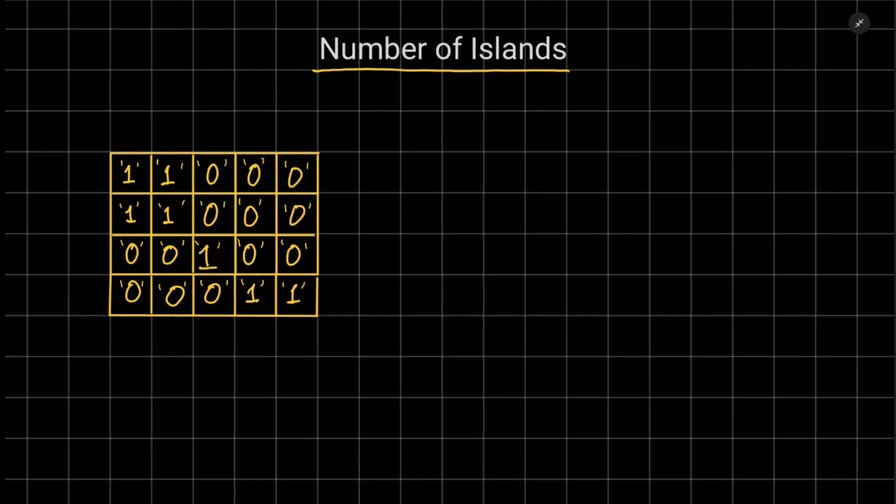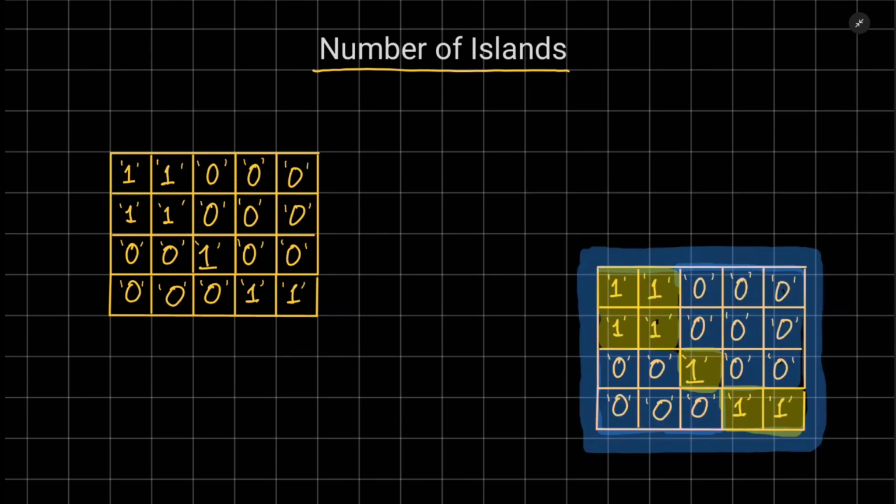The adjacent ones contribute to the same land. The adjacency is defined either horizontally or vertically. So let me quickly show you the matrix. How does it look? You can see that the adjacent ones are shown here in yellow and they are surrounded by water, in blue.